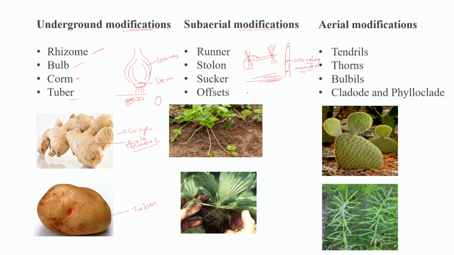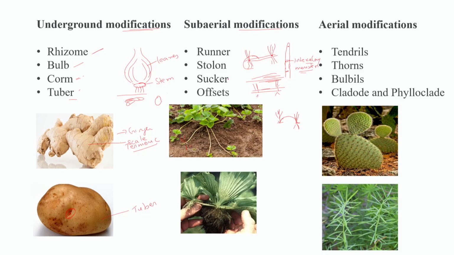Runners are those which completely run parallel on the soil surface, okay, they are running parallel and they have nodes and internodes. Then you have stolon. In stolon what happens, there is a main plant, and from the main axis a stem originates and it falls on the ground, and from there it will give rise to another plant. Like in strawberry, you can see here, this is the main plant, and from there some stems are coming out, and as soon as they touch the ground, roots will come out and new plants will come out.